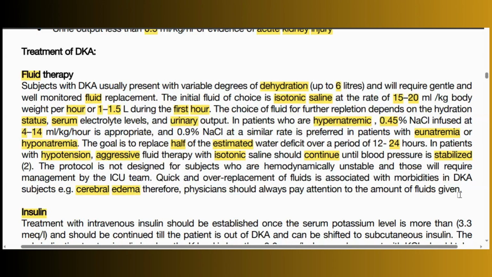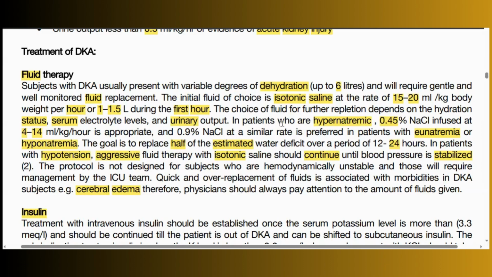So, for fluid therapy, a patient with DKA presents with dehydration, so requires gentle, well-monitored fluid replacement. The initial fluid of choice is isotonic saline at a rate of 15 to 20 ml per kg body weight per hour, or 1 to 1.5 liters during the first hour. The choice depends on hydration status, serum electrolytes, and urine output.